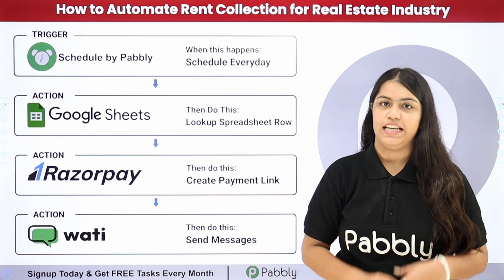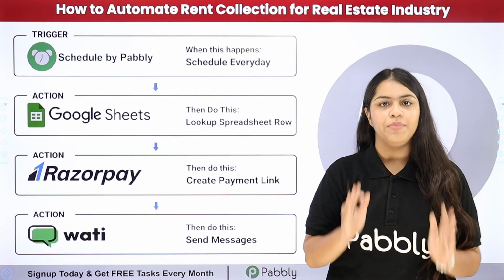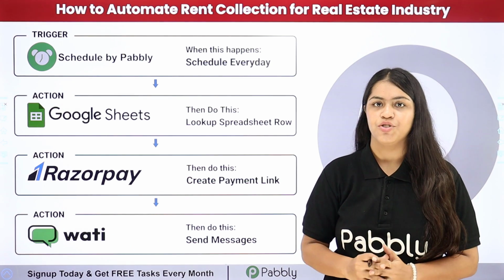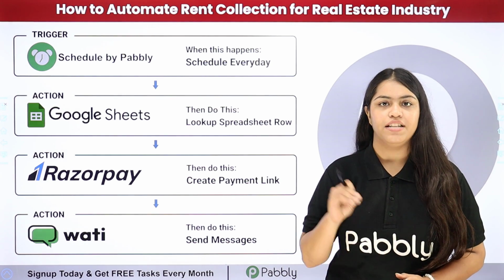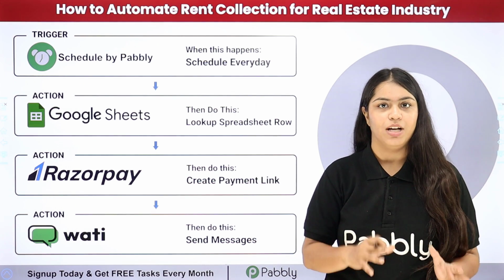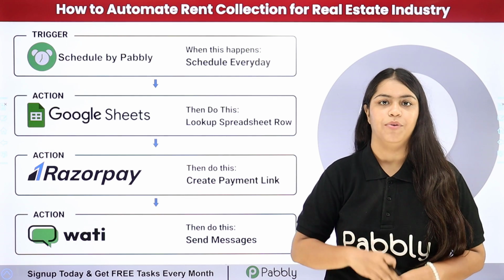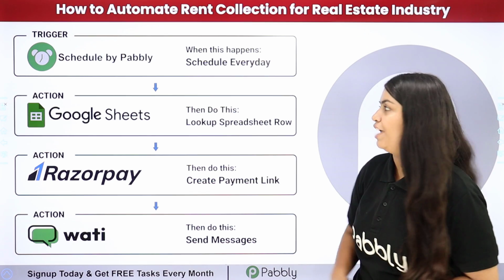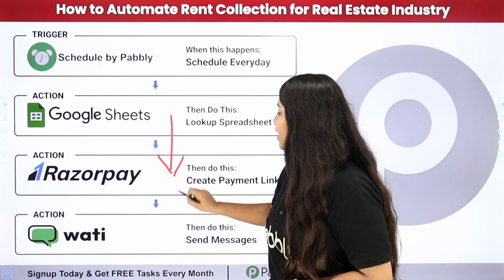I'm running a real estate agency and I have the details of all my tenants in a single spreadsheet. Now what I want is that every day the system should look in that spreadsheet for the rent due people, and that tenant should receive an automated reminder on WhatsApp with the payment link generated with the help of Razorpay to complete their payment. So to do this, we are going to create a connection between Google Sheets, Razorpay and Bati.